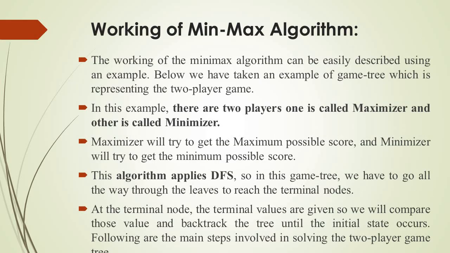Let's see how Minmax algorithm works. The working of the Minmax algorithm is easy. We have taken an example of a game tree which is representing the two-player game. There are two players, one is called maximizer and another one is called minimizer. Maximizer will try to get the maximum possible score and minimizer will try to get the minimum possible score. In this algorithm, we apply the DFS. So in this game tree, we have to go all the way through the leaves to reach the terminal nodes. At the terminal node, the terminal values are given. So we will compare those values and backtrack the tree until the initial state occurs.